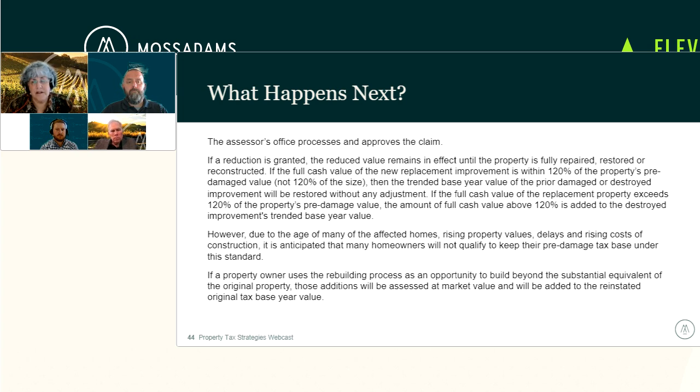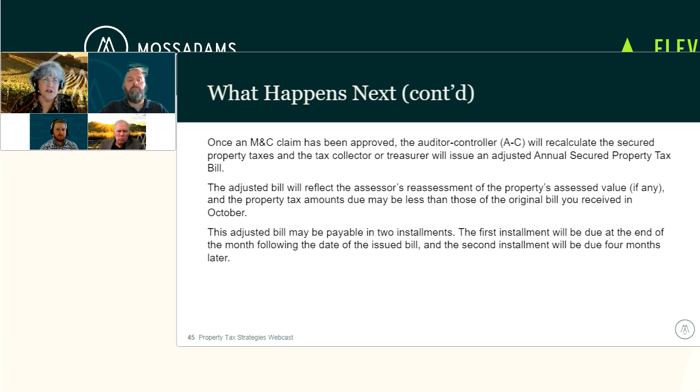And as it's stated here on the screen, the age of a lot of the homes in these affected areas, coupled with rising property values and delays and rising costs in construction, it's probably going to be difficult to keep your pre-damage tax base under that standard, which is 120% of the pre-damaged value. So once the claim form has been approved, the auditor can recalculate the taxes and send out corrected tax bills, right? And that's pretty simple.